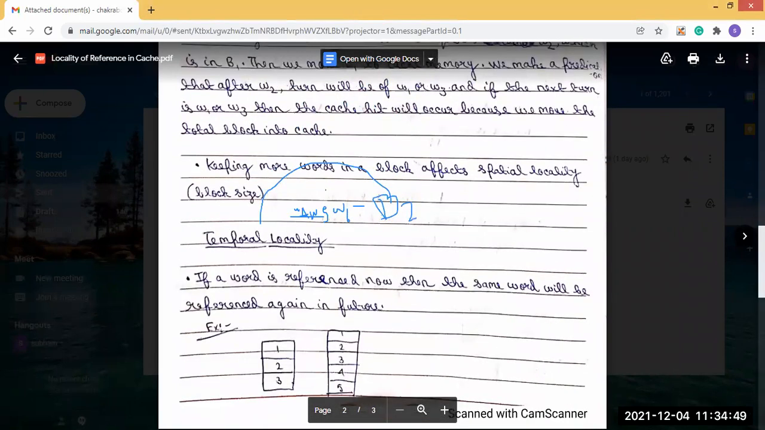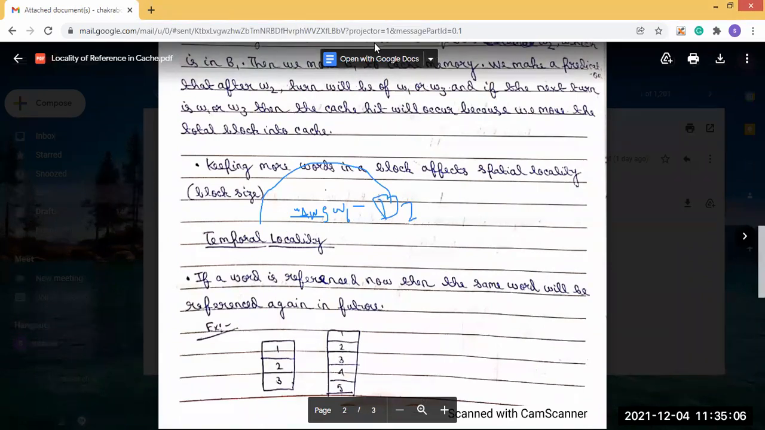Okay, is it clear what spatial locality is? Is it clear to everyone? Yes, sir. Does anyone have any question? Did everyone understand? Yes, sir.